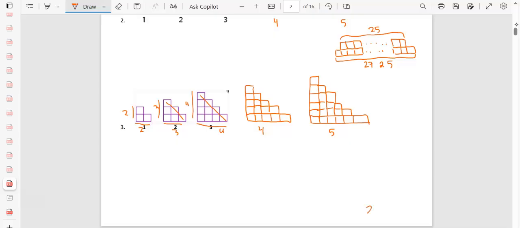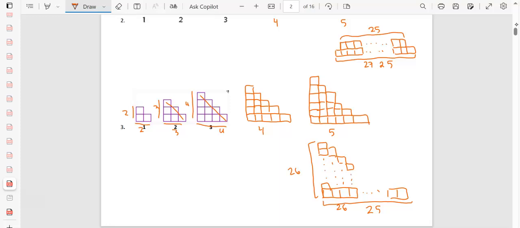For our 25th term, we are going to have a layer with 26 squares by 26 squares. And again, you don't have to draw this if that's not something that you feel comfortable doing. You can, of course, just describe it and then maybe just indicate that we have this sort of step pattern occurring.